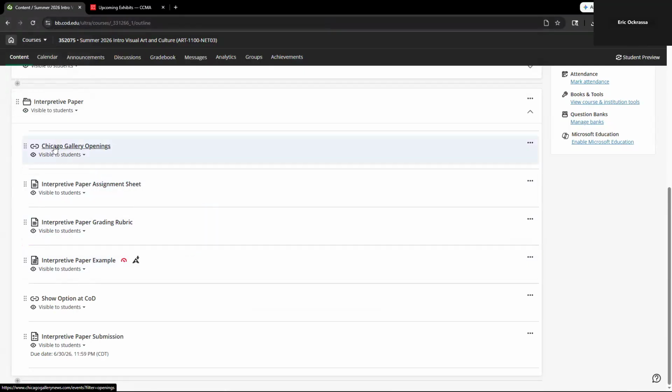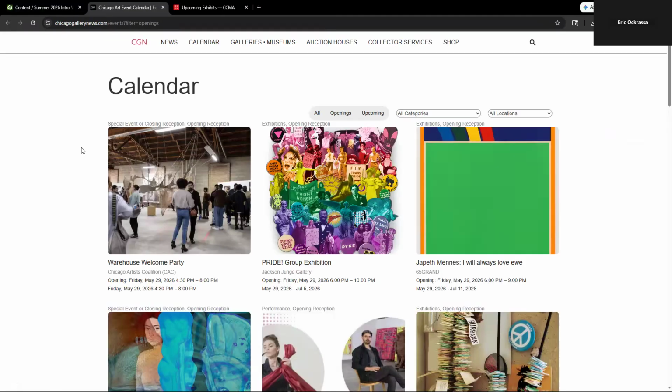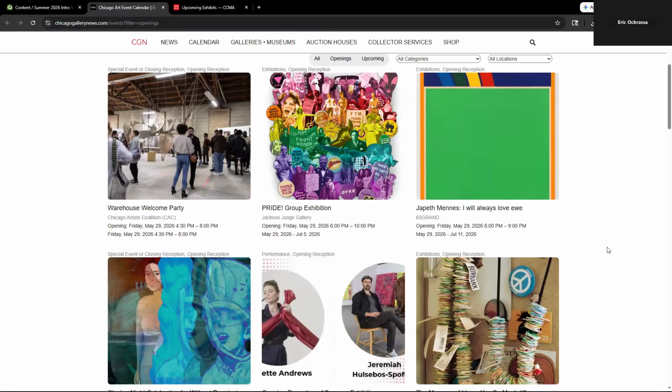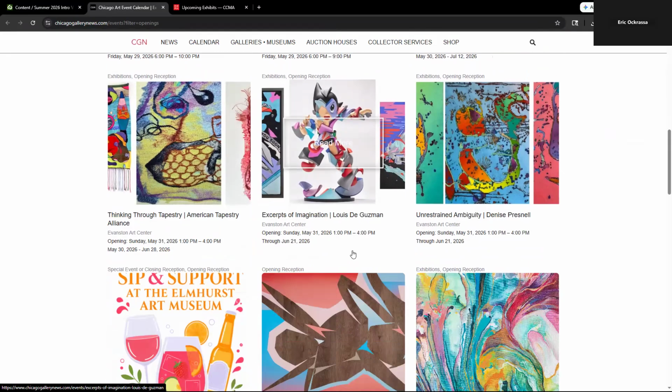The other option is you can go to Chicago Gallery Openings, which is one of the first things here in the interpretive paper. And there should be a bunch of gallery openings. Keep in mind, you don't necessarily have to go on the opening. You'll see that a lot of these openings are on Friday night or a Saturday night, or midday on a Sunday. The openings are more fun. There's usually wine and small snacks, and you can usually talk to the artist if you're interested in that.